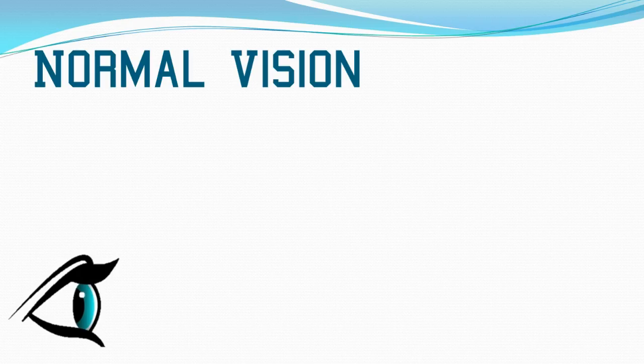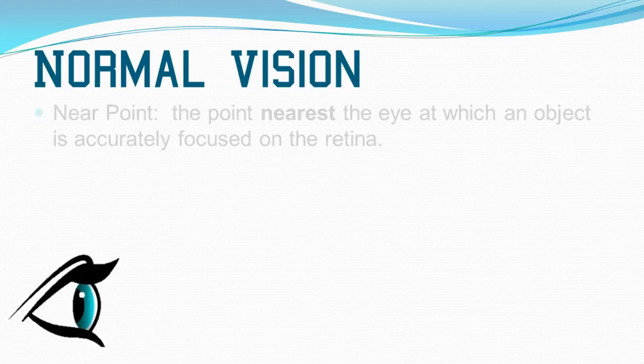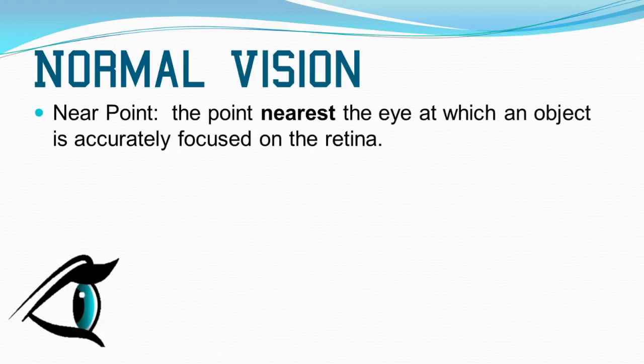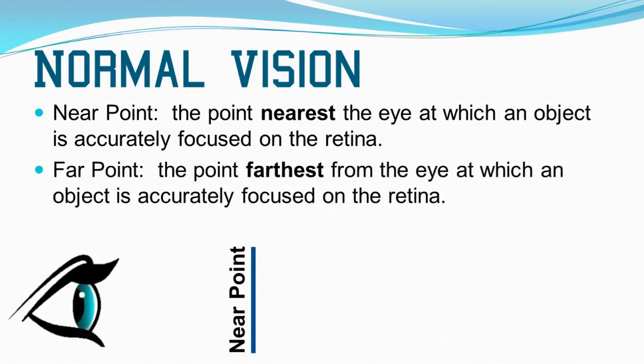So during normal vision, we have two important points. The near point is the point nearest the eye, at which an object is accurately focused on the retina. This is the closest point that you can see something clearly. The far point is the farthest point from the eye, at which an object is accurately focused on the retina. So this is the furthest point that you can see.